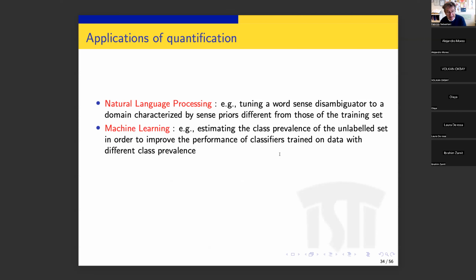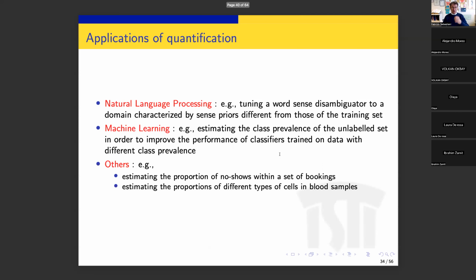Just to finish, other applications are in natural language processing and machine learning. In natural language processing, those of you who are in NLP know about word sense disambiguation. Word sense disambiguation basically means I find a certain word in a sentence and I need to decide in which sense this word is used. Say I find the word bank in a certain sentence. I need to figure out whether bank here means a financial institution or something like the river bank, a hydraulic engineering artifact.